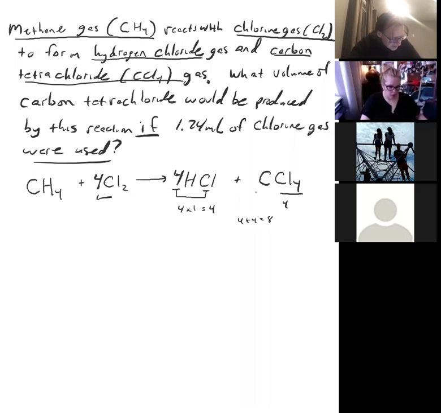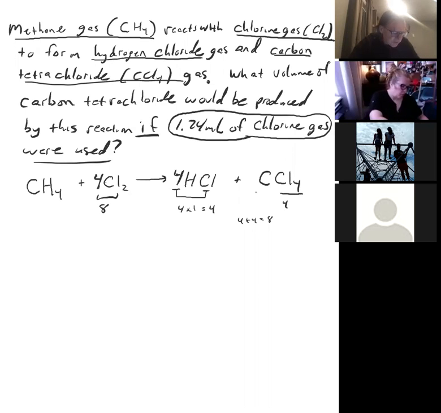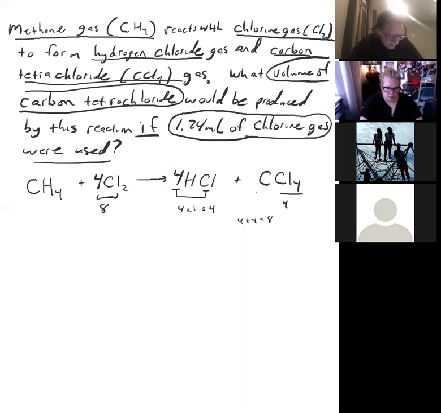Okay, and that's going to give us 8. So there's our balanced equation. Now we can do this relatively simply. The relationship they're curious about is chlorine gas. So they're telling us it's 1.24 milliliters of chlorine gas, and they want to know the volume of carbon tetrachloride. So this is the one they're interested in, and then this is the one that's given.